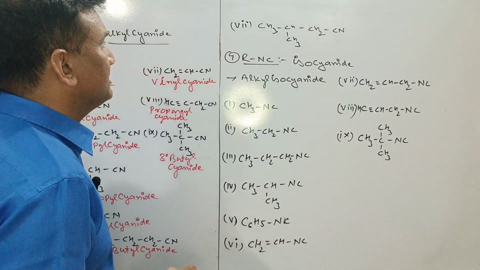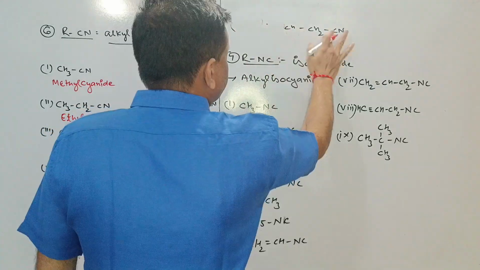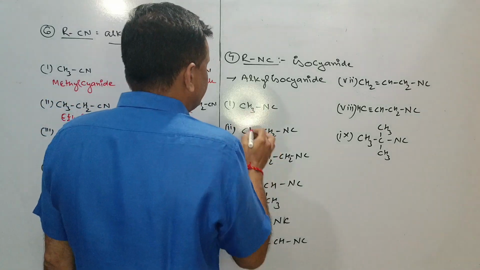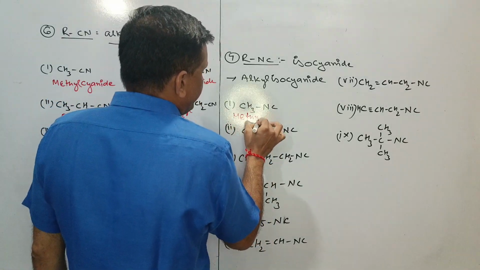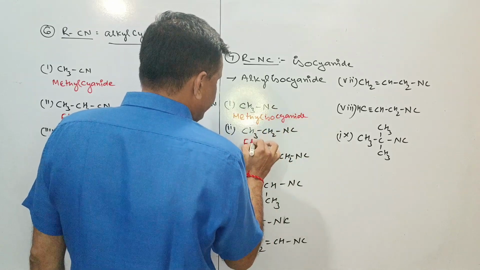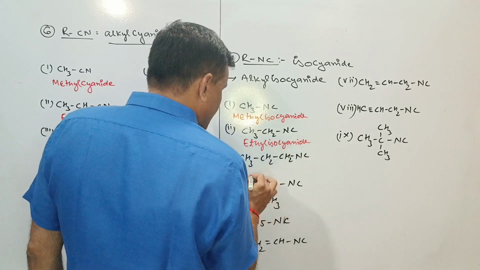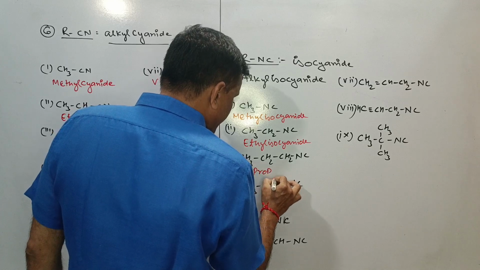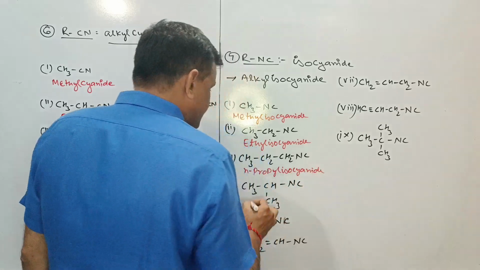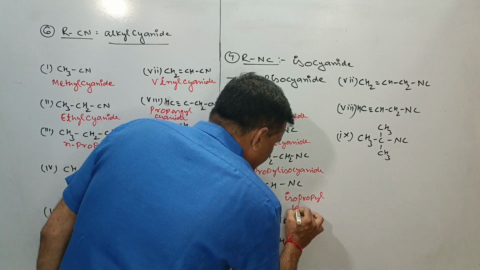If we go further, then this is the 7th compound. This is not regarding cyanide. If I go with the further function group, then this is the isocyanide. So it is called methyl isocyanide. This is the ethyl isocyanide. This is the N-propyl isocyanide. This is the isopropyl isocyanide.